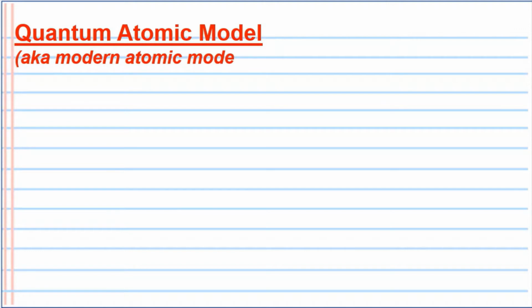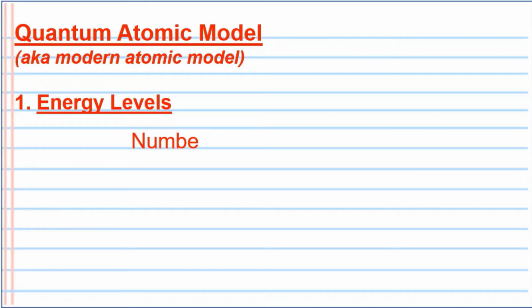And as with all the other changes we've made to the model of the atom over time, we don't throw everything away. We're still going to have a nucleus in the center of the atom. It's still positive, like Rutherford had said, and there are still going to be energy levels like Bohr had created in his model. So let's write down that one of the things in our quantum atomic model is we still have energy levels, and we still number them: 1, 2, 3, 4, 5, 6, 7.